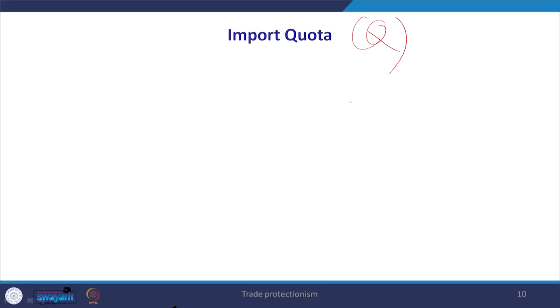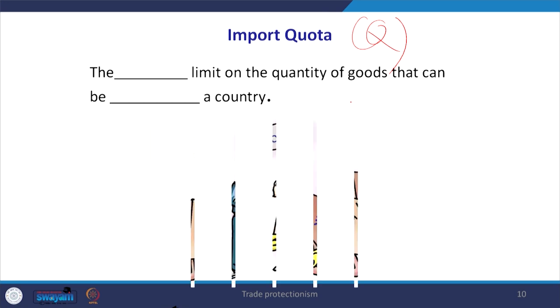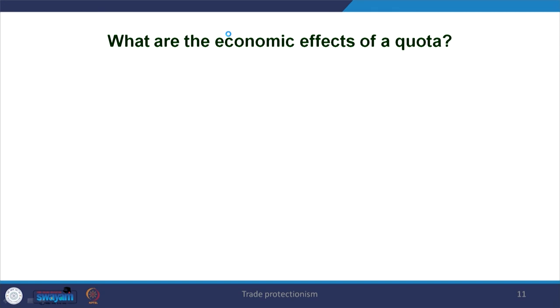So, when quota is imposed, what are the problems? The quota basically restricts the amount of product to be imported. You cannot just import any amount, even if you are paying taxes. In case of tariff, you can import any amount, but in case of quota, you cannot go beyond that. So, in case of import quota we have quantity restrictions, whereas in case of tariff we have price restrictions. So, the customs official is restricting the quantity to be imported. The maximum limit is allowed here for the goods that can be imported to a country.